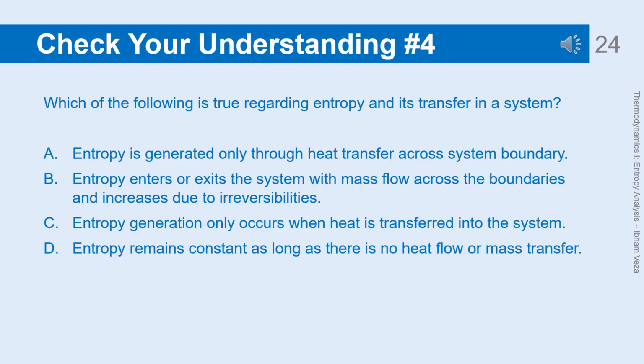C. Entropy generation only occurs when heat is transferred into the system. This is incorrect because entropy generation can occur due to irreversibilities in the system, not just from heat transfer into the system. D. Entropy remains constant as long as there is no heat flow or mass transfer. This is incorrect because entropy can still increase due to irreversibilities, even without heat or mass transfer.